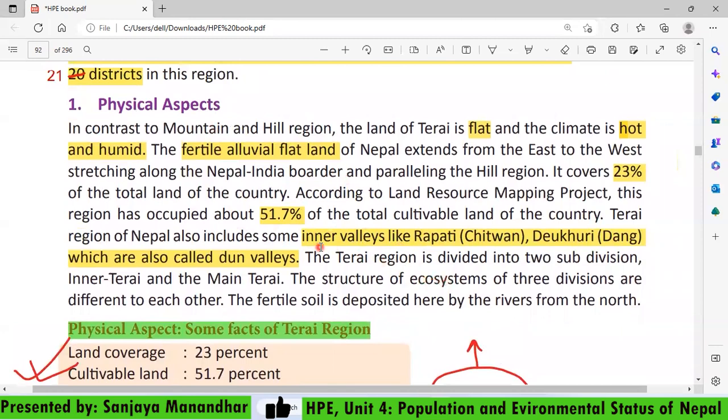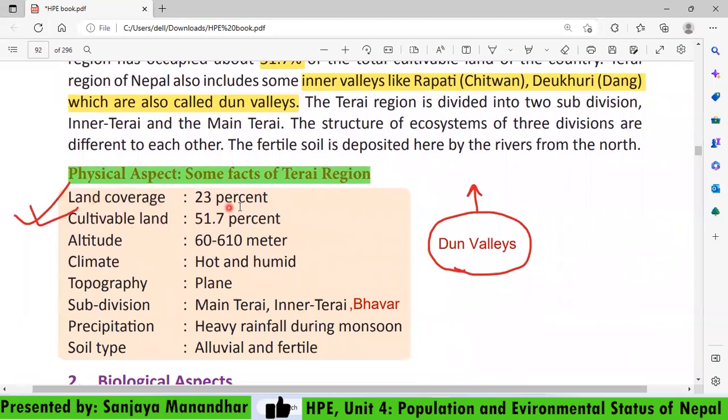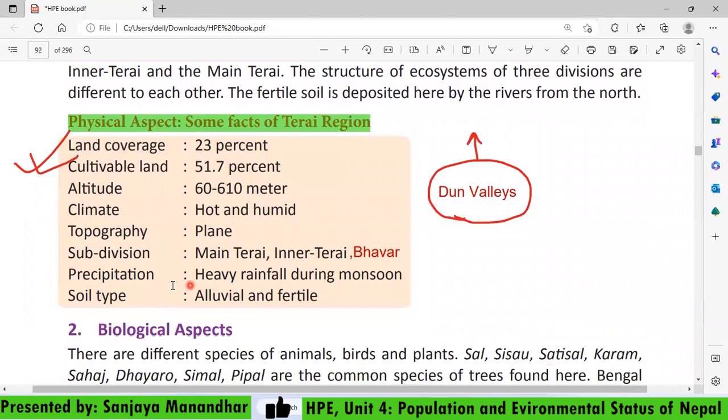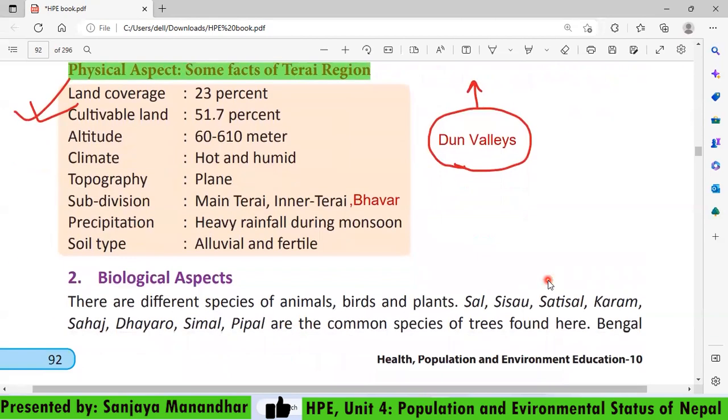So you have to select only the physical features here. Look here: land coverage, cultivable land, altitude, climate, topography. Here it should be plain. Plain land, plain topography, subdivision is main Tarai, inner Tarai, and Bhabar. Precipitation, meaning rainfall pattern, is heavy rainfall during summer. The soil type is alluvial and fertile. If you remember this table, it would be enough. Now, dune valleys, you especially focus on this. What is a dune valley?